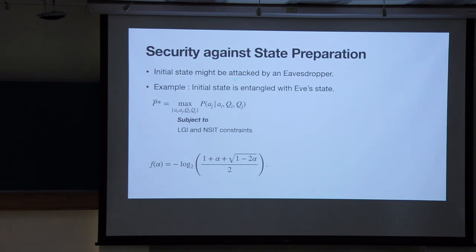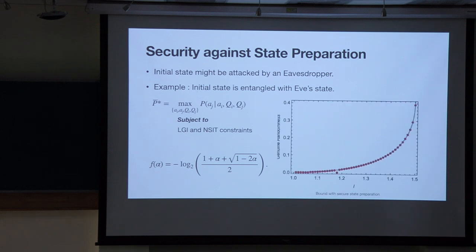Now, like I said, it's a really dangerous assumption to assume that the initial state is not correlated with some other state, maybe of the eavesdropper. So what we do is we discard the first output and we use conditional probabilities and solve the same optimization problem, and we get a very similar bound. But here it goes to 0.4 instead of 1.41. The red points here are the points from numerical simulation.